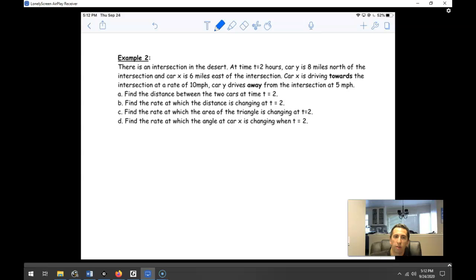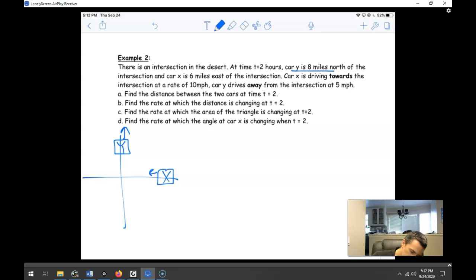For this one, you're going to have to draw the picture yourself. There's some intersection in the desert. So two roads are intersecting in the desert. At some time, t equals 2 hours, car Y is 8 miles north of the intersection. So I'm going to draw that out. That's car Y. Car X is 6 miles east of the intersection. Okay. Car X is driving towards the intersection at a rate of 10. Car Y is driving away from the intersection at a rate of 5. Okay.